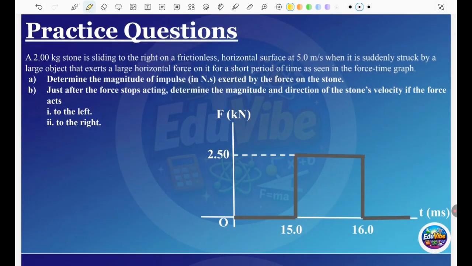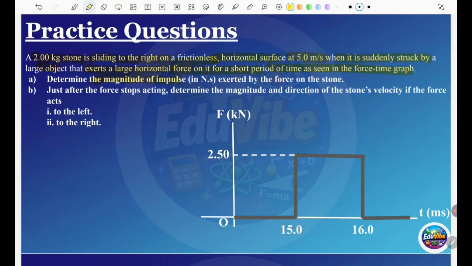The next question is from the force-time graph. We did the force-time graph to calculate the impulse, and in this question our need is to find the impulse. The question mentions that a 2.0 kg stone is sliding to the right on a frictionless horizontal surface at 5.0 meters per second when it is suddenly struck by a large object that exerts a large horizontal force on it for a short period of time, as seen in the force-time graph.